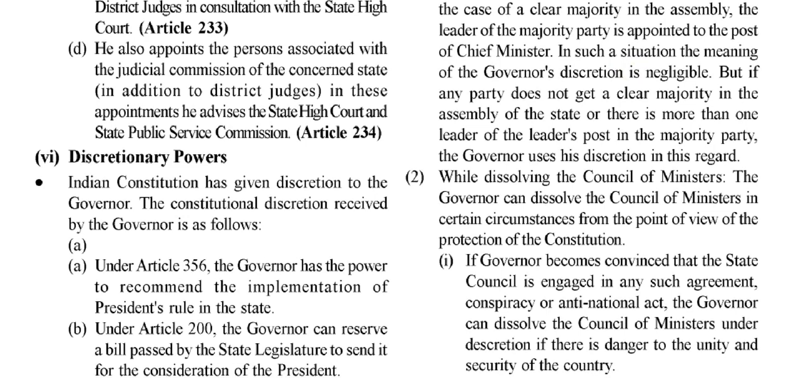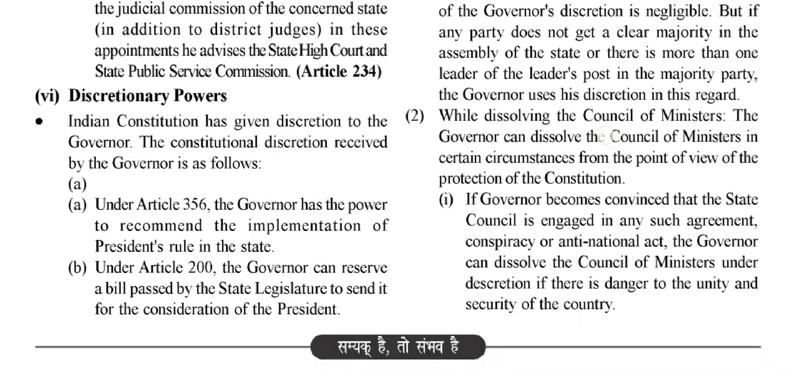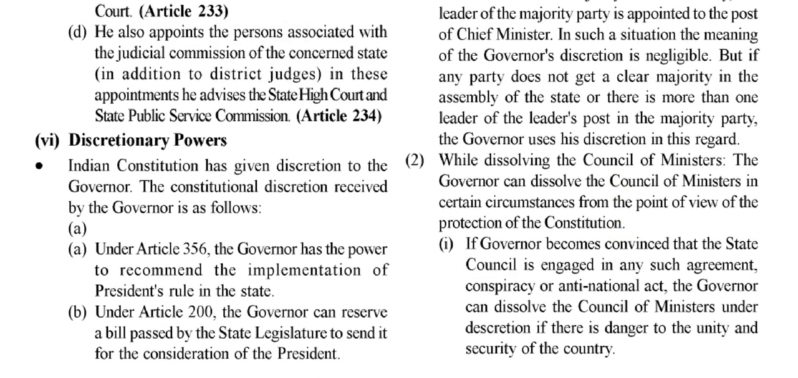Article 234. Discretionary powers. The Indian Constitution has given discretion to the governor. The constitutional discretion received by the governor is as follows. A. Under Article 356, the governor has the power to recommend the imposition of President's rule in the state. B. Under Article 200, the governor can reserve a bill passed by the state legislature for the consideration of the president.